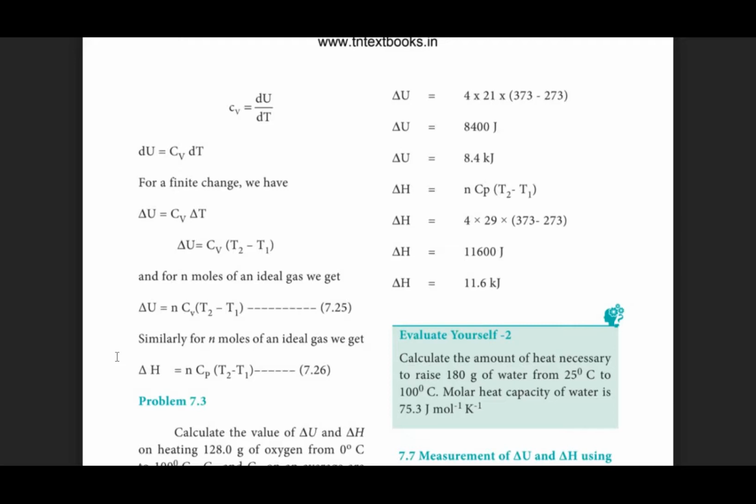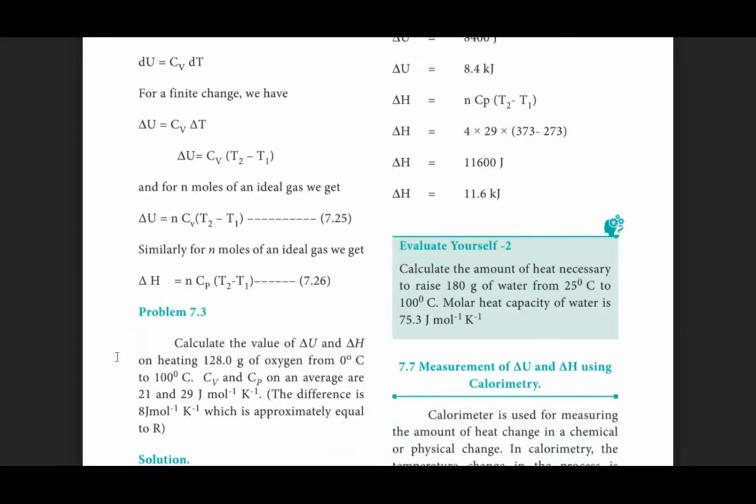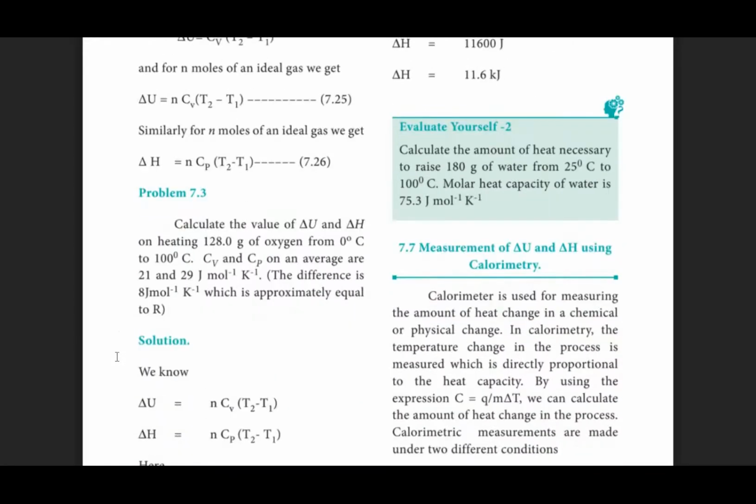Then delta H value is equal to nCp into T2 minus T1, and Cp is nothing but 29. If you substitute this value here, you will get 4 into 29 into 373 minus 273. So, the delta H value is 11,600 joules, otherwise 11.6 kilojoules. In the same way, you need to calculate one more, which is given as an exercise to evaluate yourself. Try this one using the same formula.